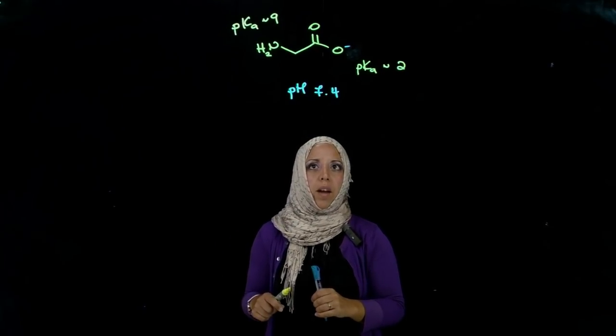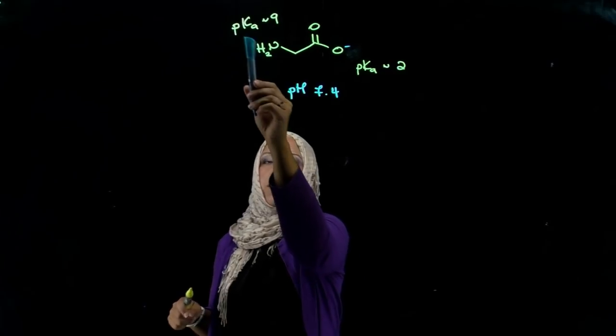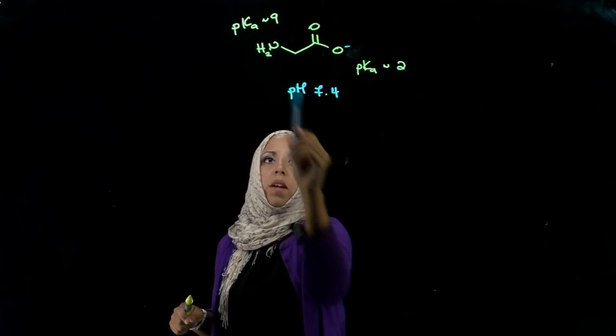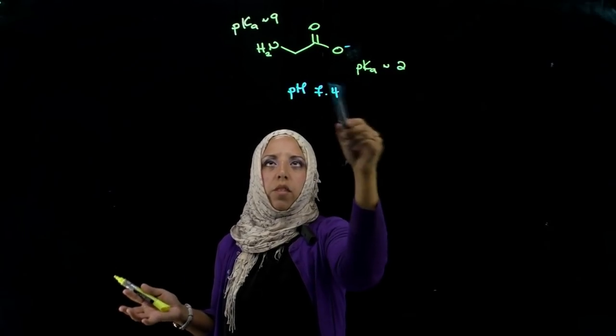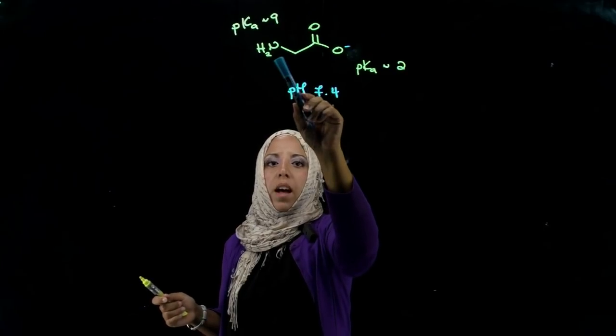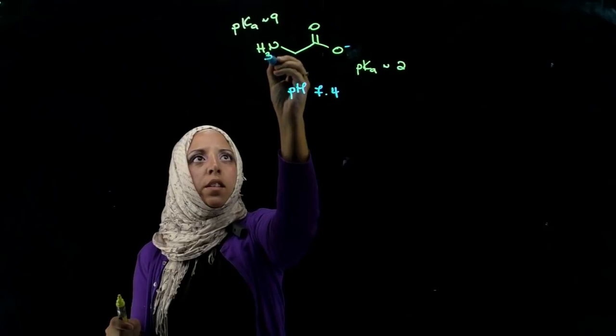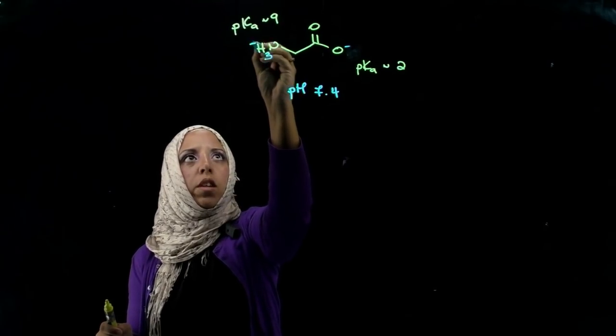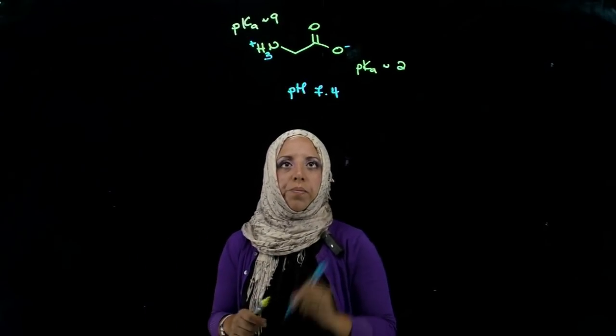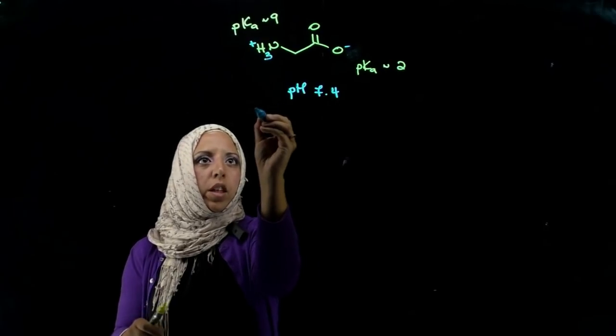Now if we think about the amino group, its pKa value is well above the pH under physiological conditions. So that means that this group would actually be protonated. So it's actually NH3 with a proton, right? Something to keep in mind.